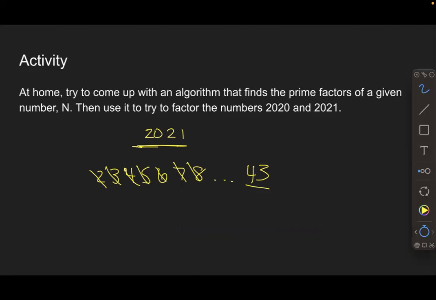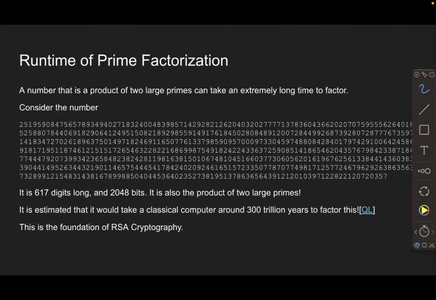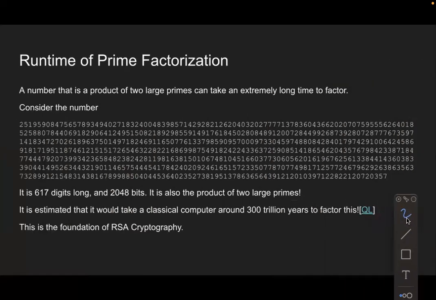And this is really the fundamentals of cryptography, is that it's just really hard in terms of time complexity to factor out these large primes. And I know that might seem silly here, but let's try scaling it up a lot. And we'll go to this number. I am not going to read this number out. But this number is 617 digits long, and it's 2048 bits. It's also the product of 2 large prime numbers.